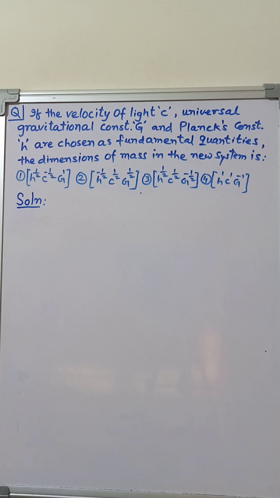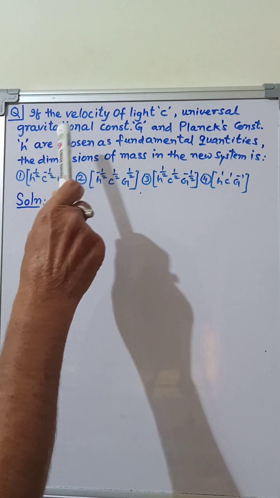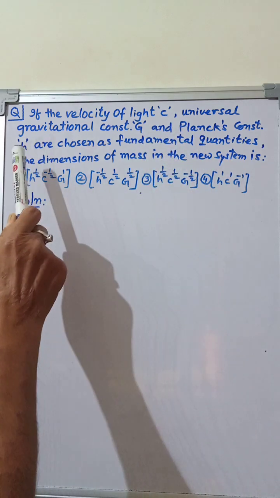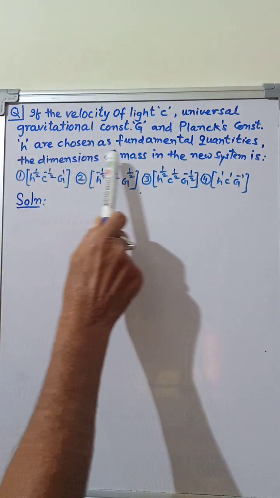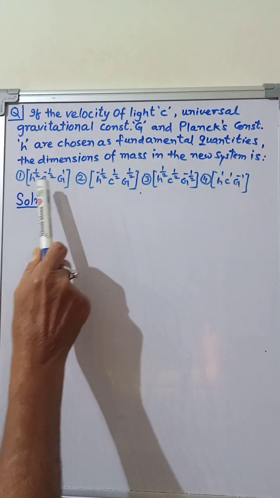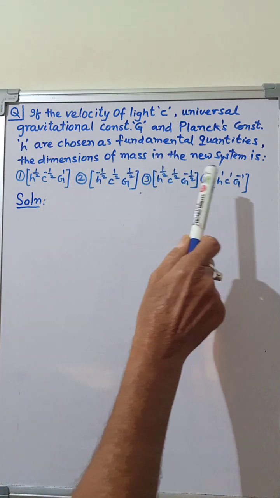In this video tutorial, we will discuss a multiple choice question taken from JEE Main exam of 2023. The question is based on dimensions of physical quantities. Read the question carefully. If the velocity of light c, universal gravitational constant G, and Planck's constant h are chosen as fundamental quantities, the dimensions of mass in the new system is.